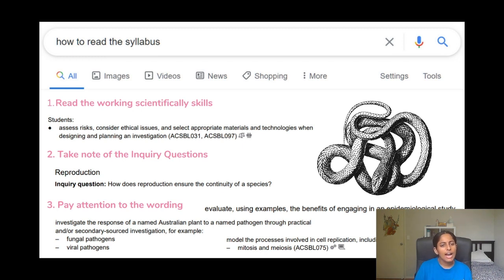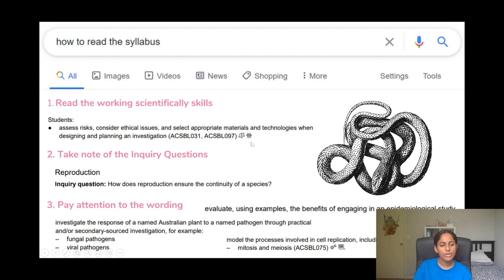I'd also look a bit at the working scientifically skills. It's really important to look at the verb that is being used over here. If we look at this example, it's asking: assess risks, consider ethical issues, and select appropriate materials and technologies when designing and planning an investigation. So there's a bunch of verbs involved in this, but the main ones are assess, consider, design, plan, and select. Assess is the main one over here.